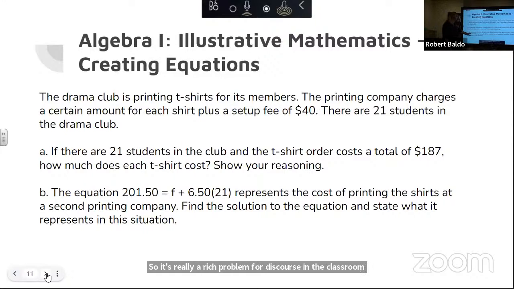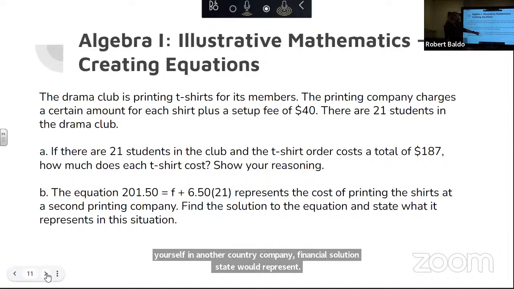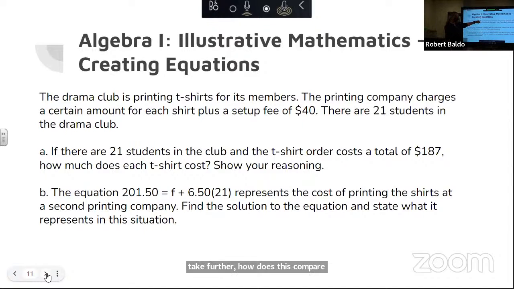And then we have another situation. Here's another equation representing the cost of printing a shirt with another printing company. Find the solution, state what it represents. Then you could even take it further. How does this compare with an equation you could write for this one? And you can get into slope, and you can get into the y-intercept. So it has a lot of opportunities for the teachers to go forward with it. It's just a simple problem.